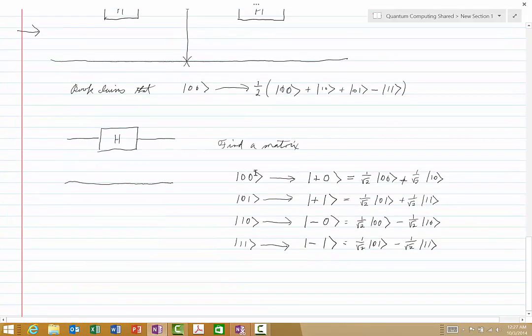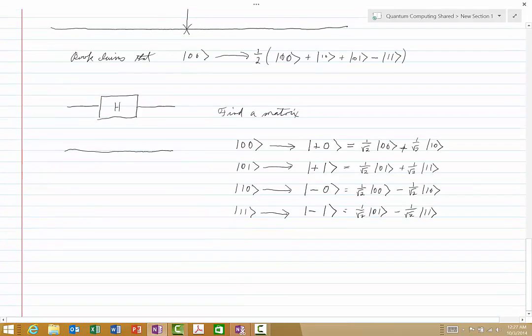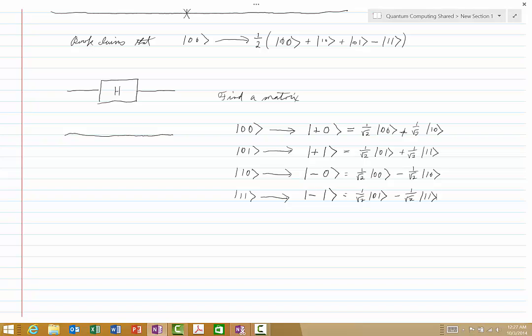So now that we know where this transformation will take each element of the basis, now we can find the matrix. And now we've done this a couple of times already, and I hope you're beginning to get accustomed to it. And so I would encourage you to stop the video and try to do this on your own first, and then we'll do it together.